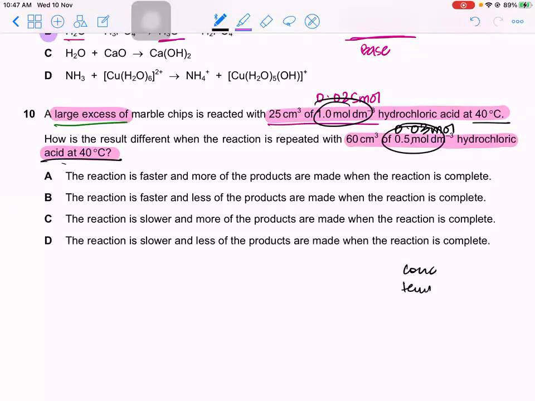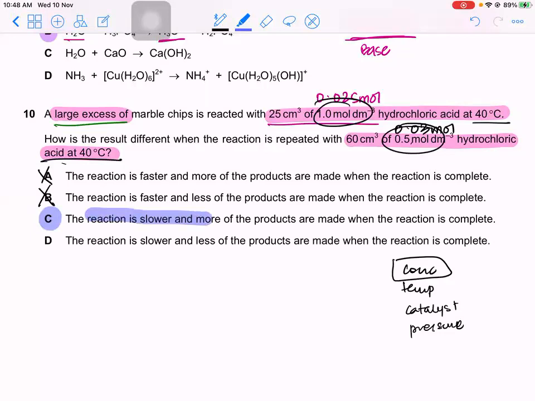Concentration, temperature, catalyst, pressure for gases. You have changed the concentration. From 1 mole, you have now used 0.5. You've decreased the concentration. What will happen to the rate? Slow. So the rate will become slower. Yeah. But you have used more moles, so you will get more product. Therefore, the answer is C.